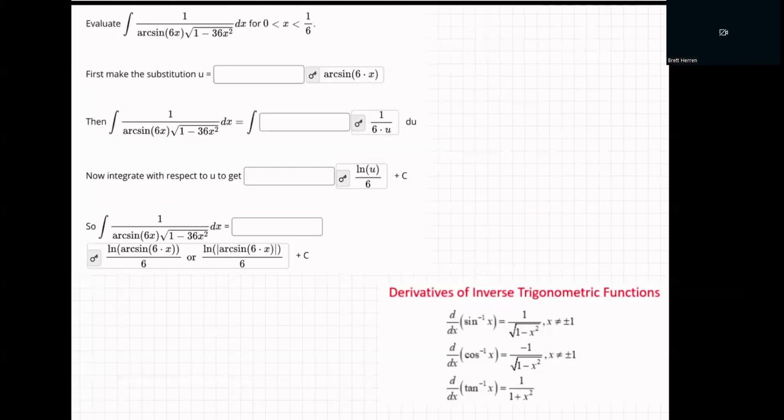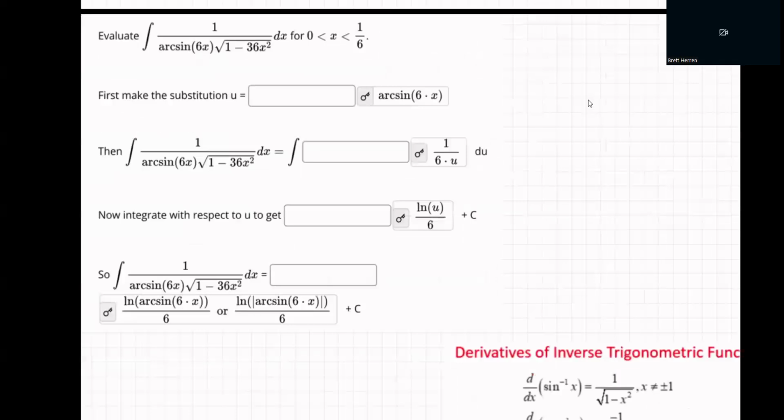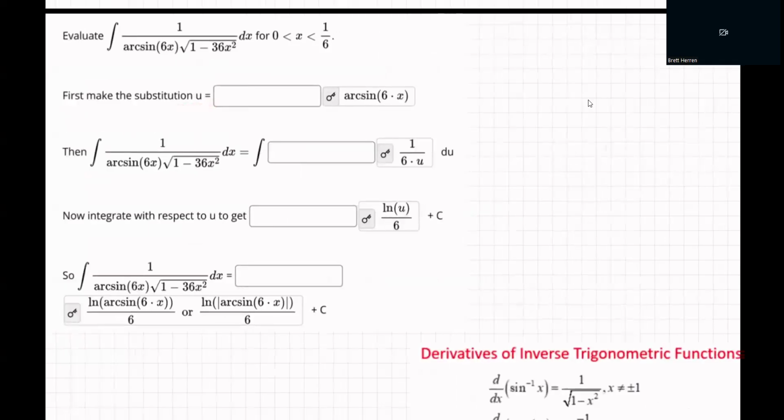Okay, so we are evaluating this crazy looking integral. And they're going to walk us through the steps of making the u-sub and everything else. So as you look at this crazy thing, how in the world do you think, what am I going to let u be? Should I let it be the inside? Should I let it be that? No, it turns out you should let it be the arc sine of 6x.